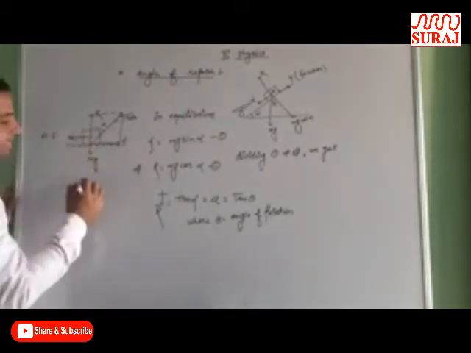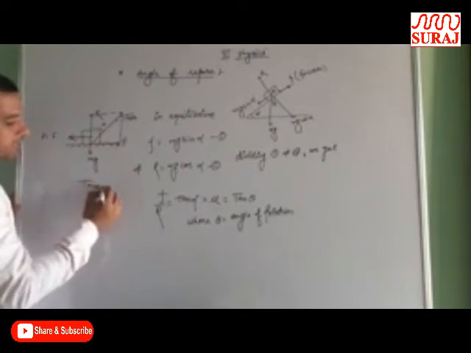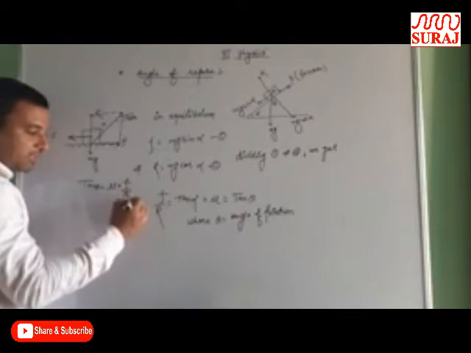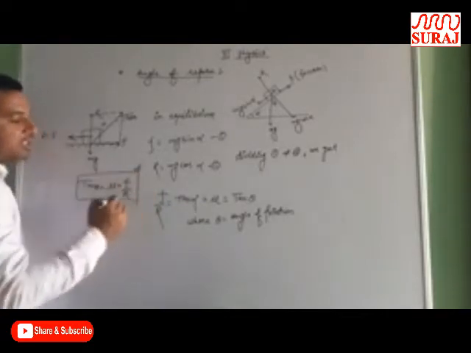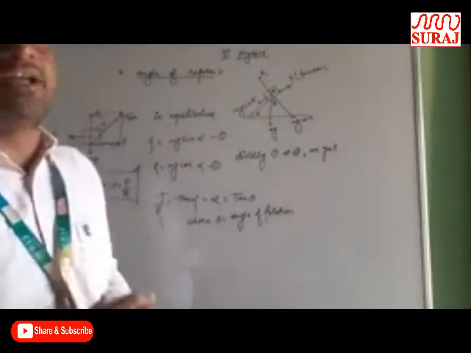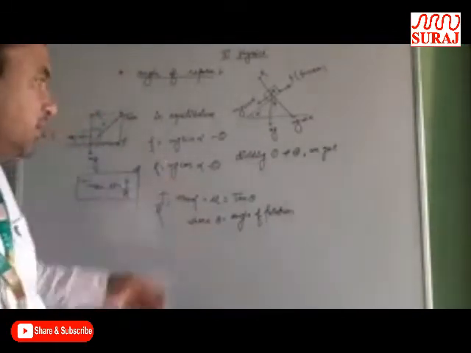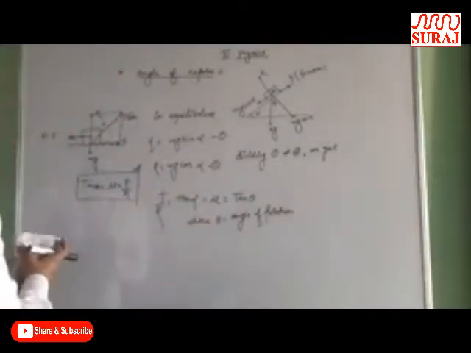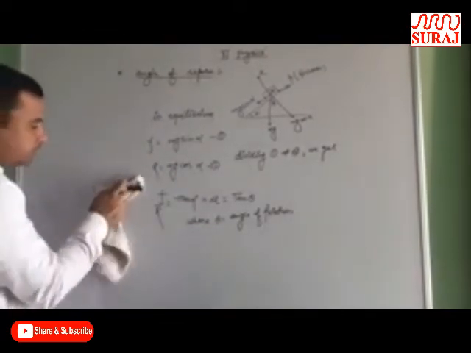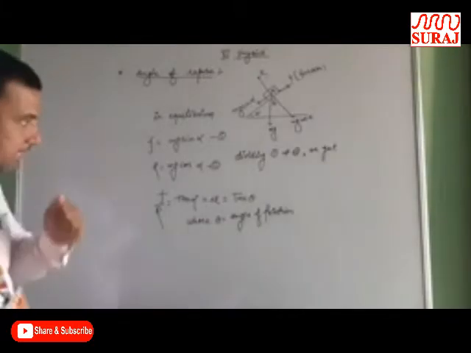And we have calculated tan theta equal to mu, and mu is equal to force of friction divided by normal reaction. This is the relation for force of friction, angle of friction. In this video we will discuss about angle of repose. What is angle of repose?